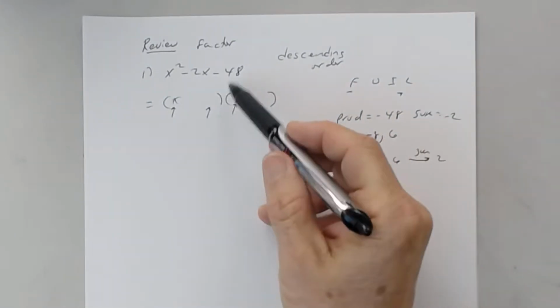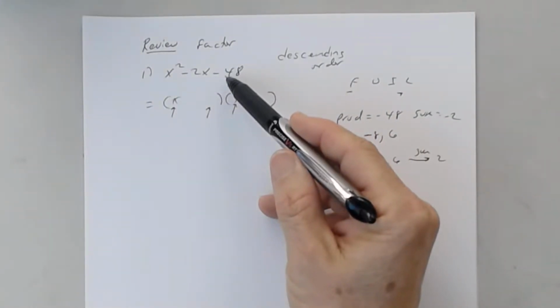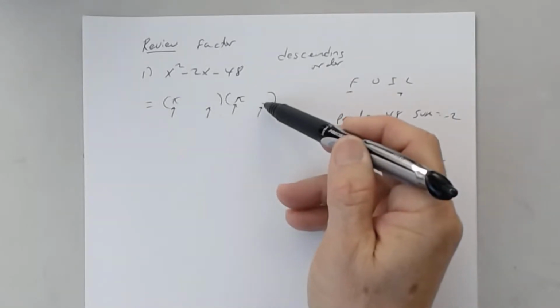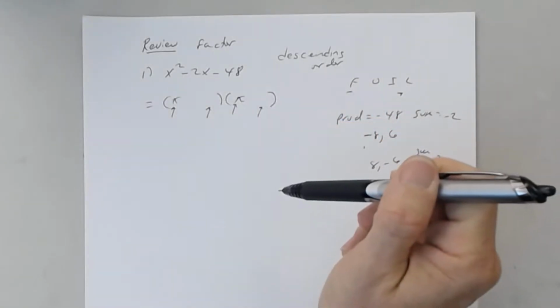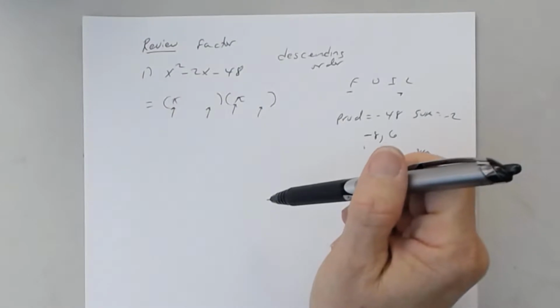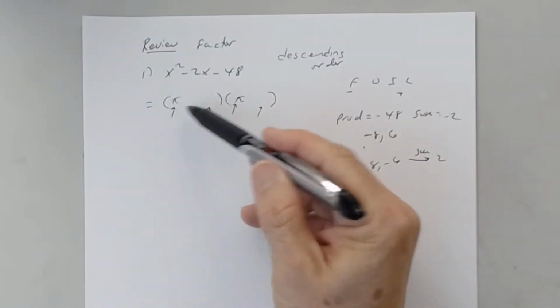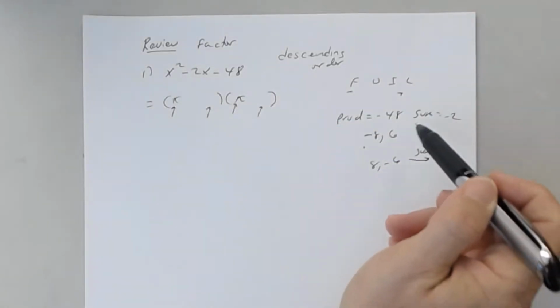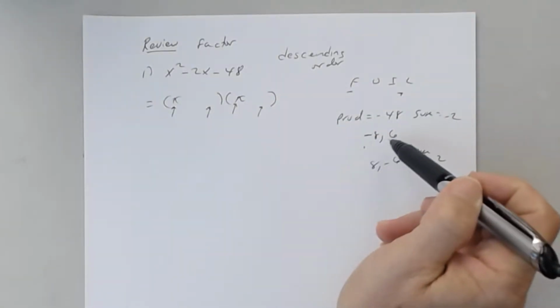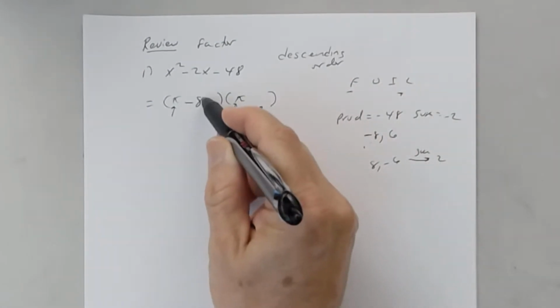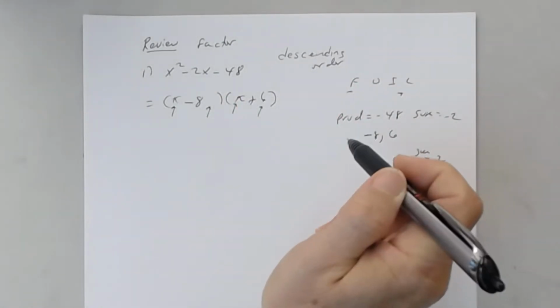And remember, since the last sign's negative, the only way you can get a negative is as one's positive and the other one's what? Negative. That's the only way you can get a product that's negative. All right, since the first terms are the same, they're identical, it does not matter where you put the negative 8 or the positive 6. It does not matter. So you can say x minus 8 times x plus 6.